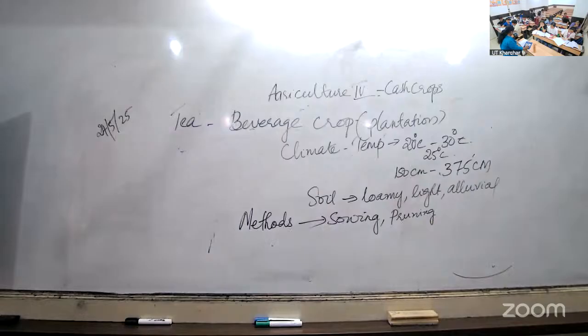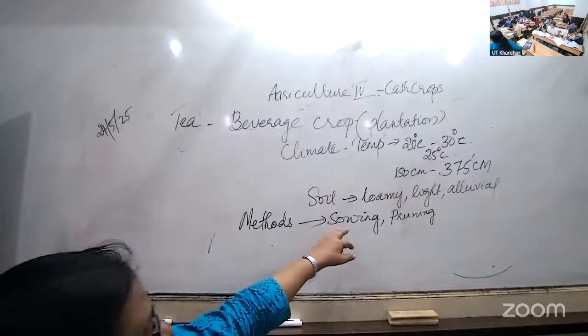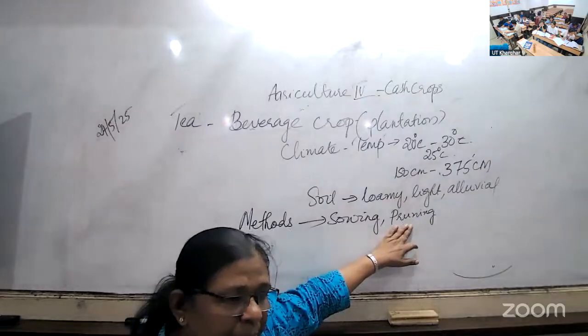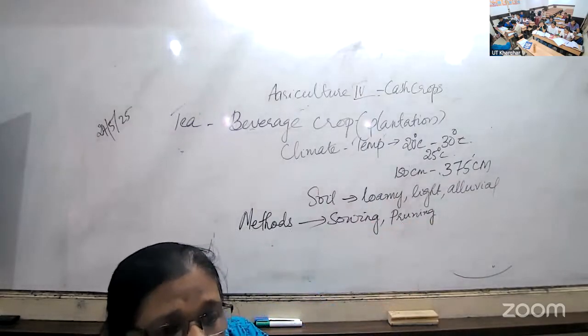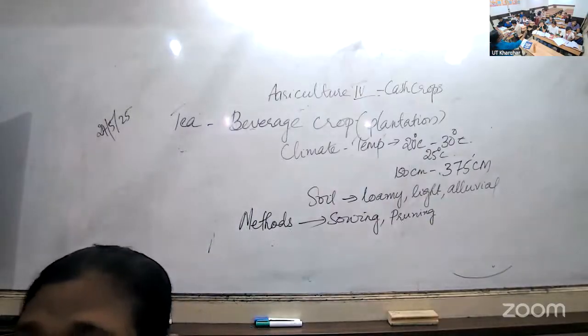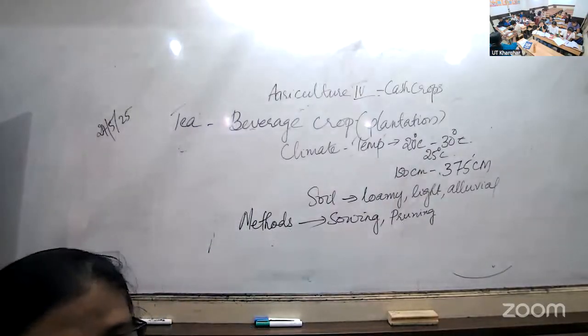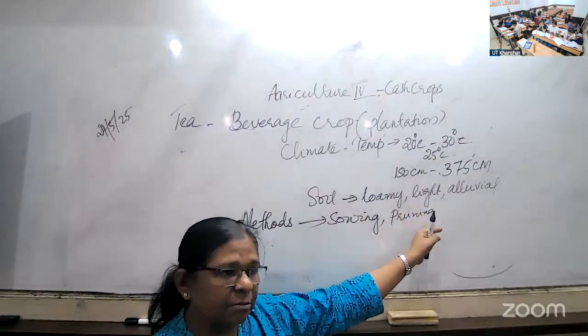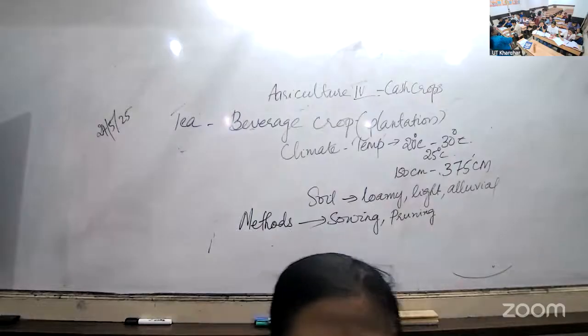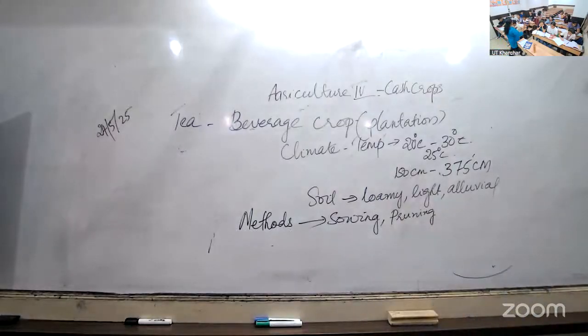Methods of cultivation. First is that from the seeds and from the cuttings. That is what the pruning we have made. That is, after cutting that plant, from that new saplings have been brought. So that is why sowing is, at the same time, pruning from the cuttings of that plant.